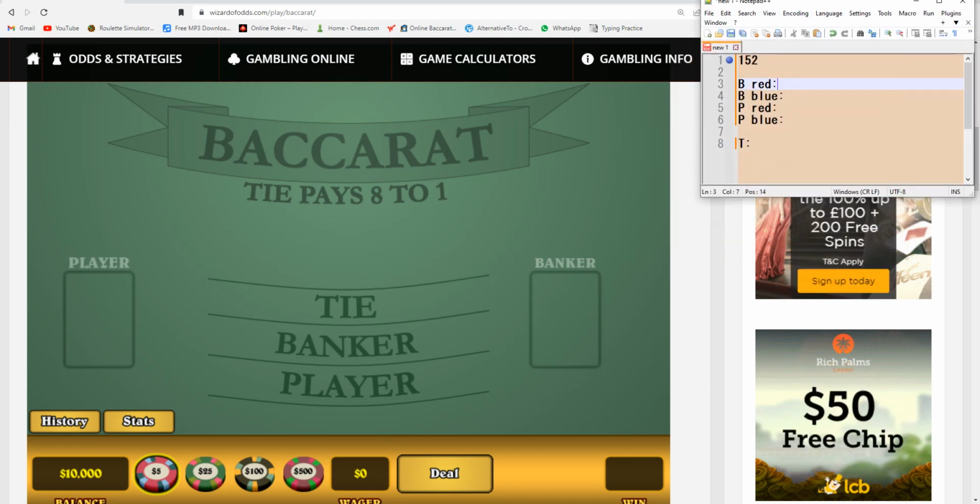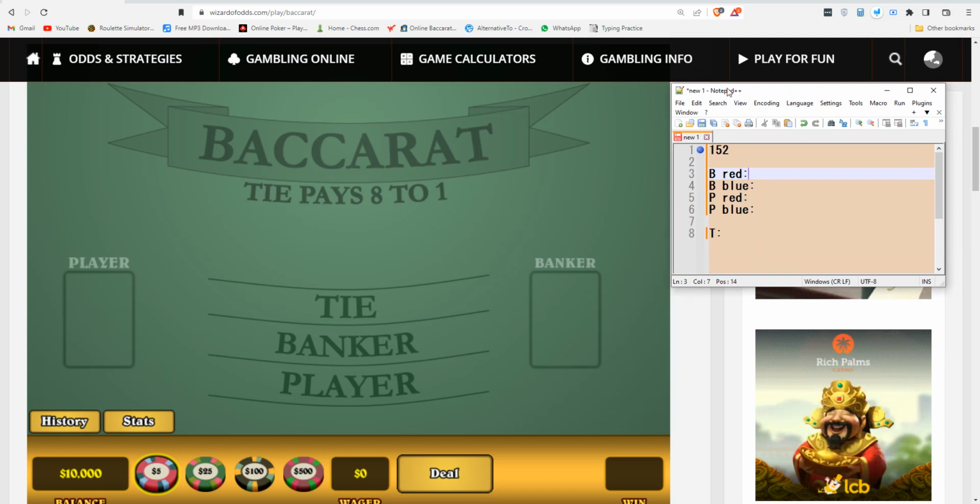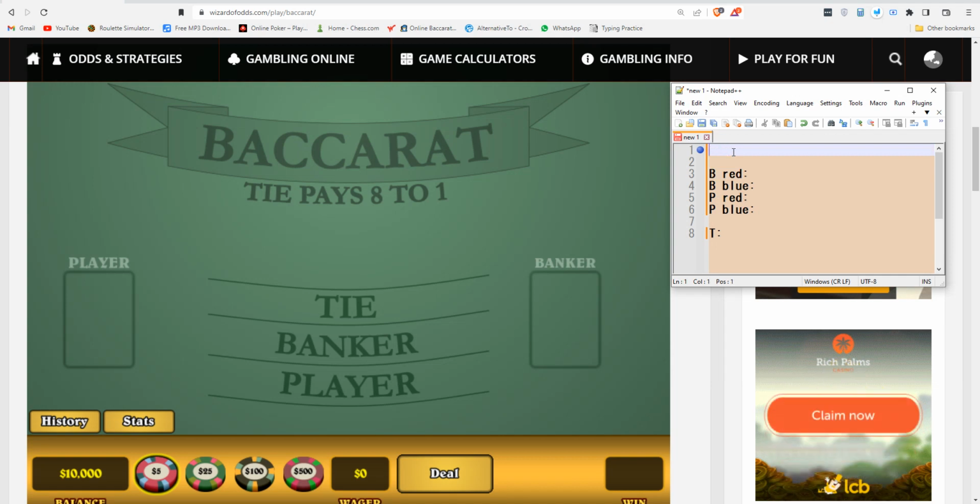This is my notepad that I use when I play. So this is for the banker red, banker blue, player red and player blue. This is my latest balance that I had in the casino. So I'm going to write down the balance here in the simulator, and usually I go for 10%. If I make 10 units, if I make 1000, that means 10% before I reset all the progressions.